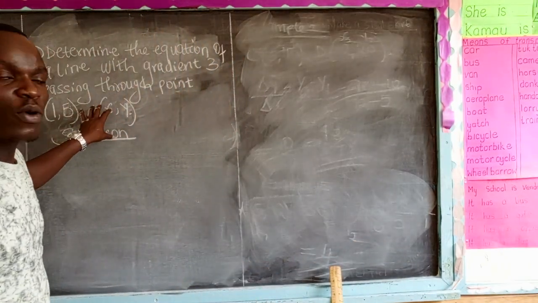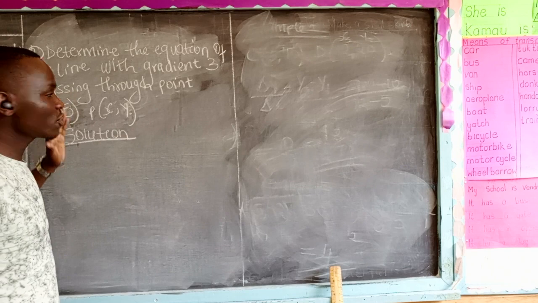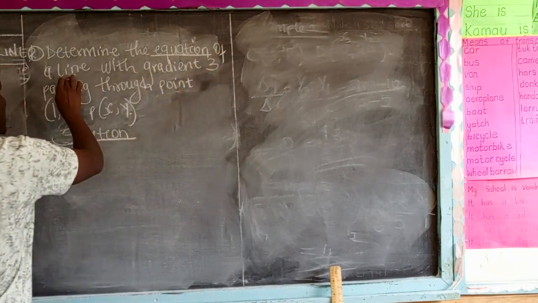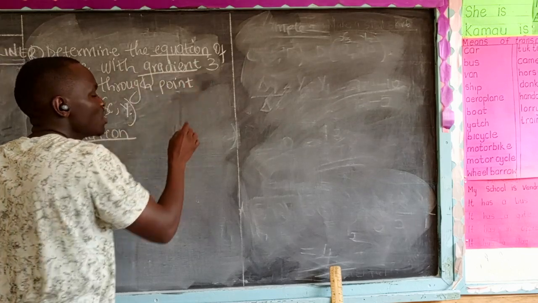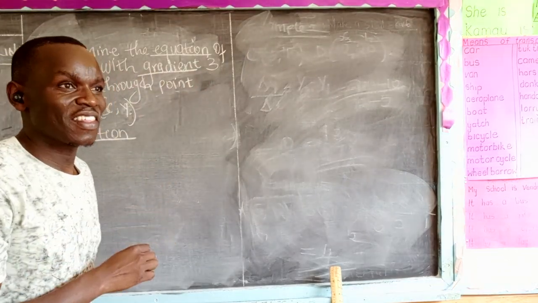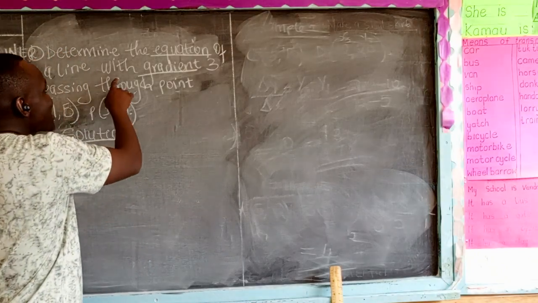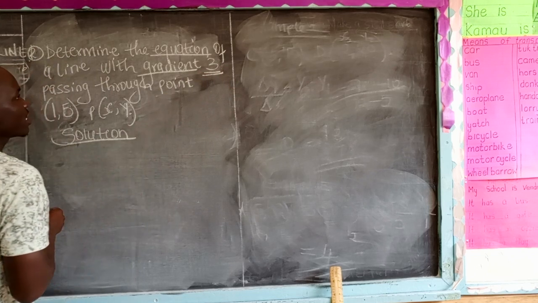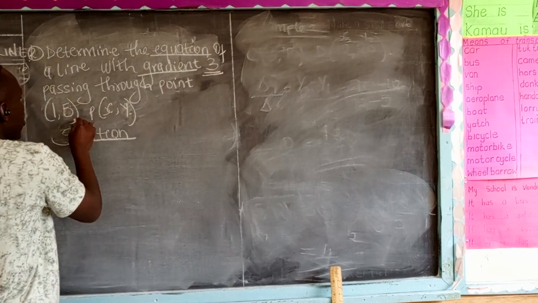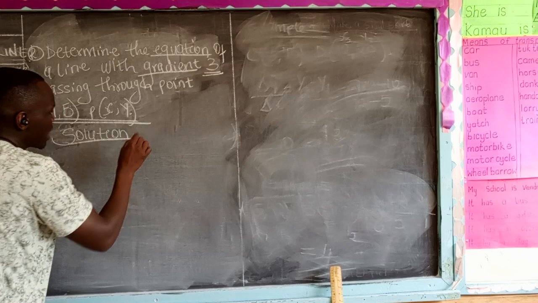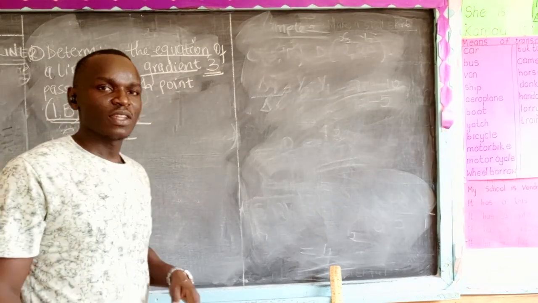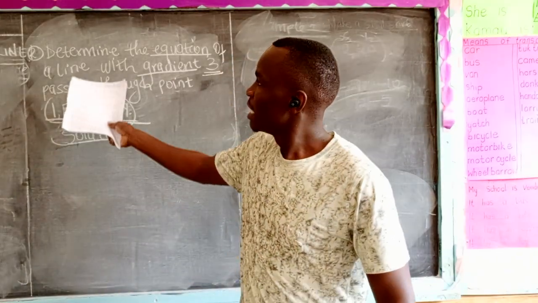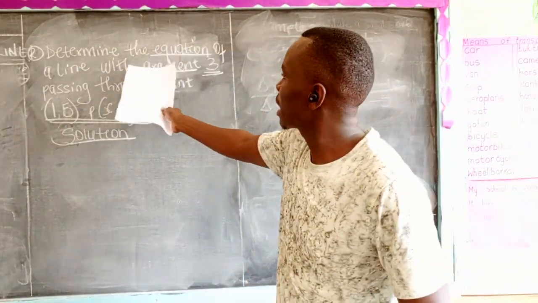This question here, we have a different example. The question means, determine the equation of a line with a gradient. So in this case, the gradient is given. Determine the equation of a line with a gradient of 3, passing through these points. Already, these ones are given. You are already told, things have been simplified. We are told, determine the equation of a line with a gradient 3.